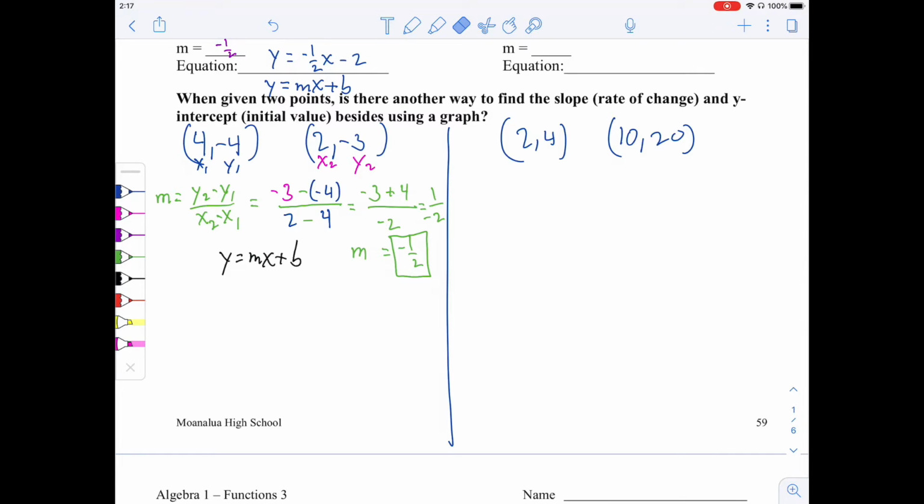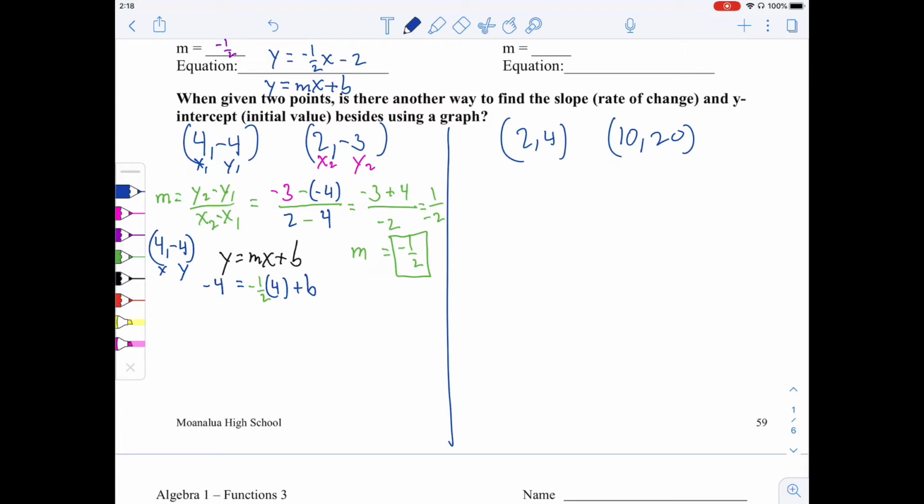So we know what the slope is. Let's just write it in there, -1/2. And then we have a point, any point that we want to use. Let's use the first one, right? We're given our y value, which is -4, because we're using (4, -4) with the x, y. So our y value is -4. Our x value is 4. And we're going to solve for b, just like last time.